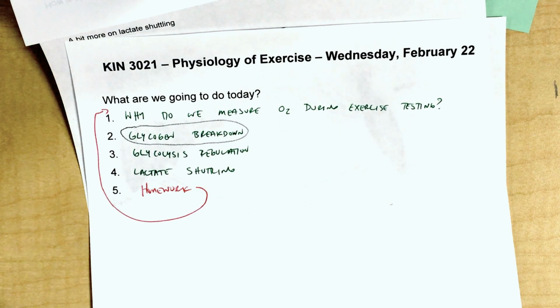Why would you want to do that? If we had two people, one person has a VO2 max of 50 mLs per kg, and another person has a VO2 max of 70 mLs per kg. These two people are going to race. They're going to do a 5K against each other. Who's going to win?